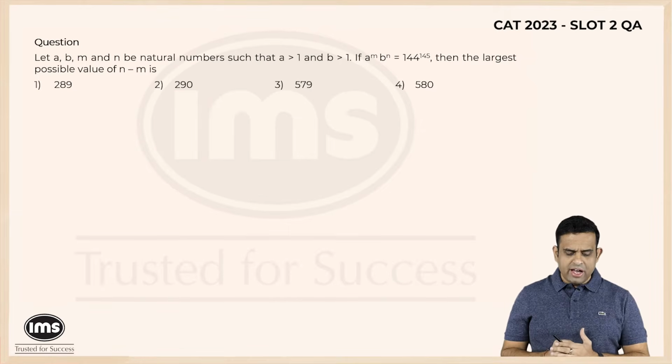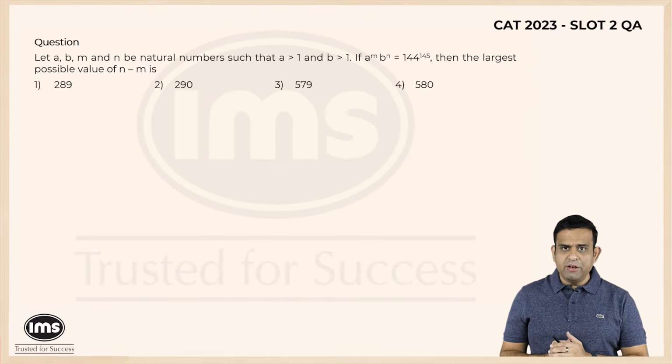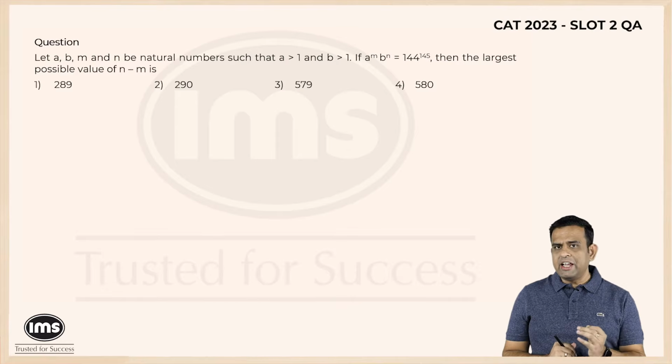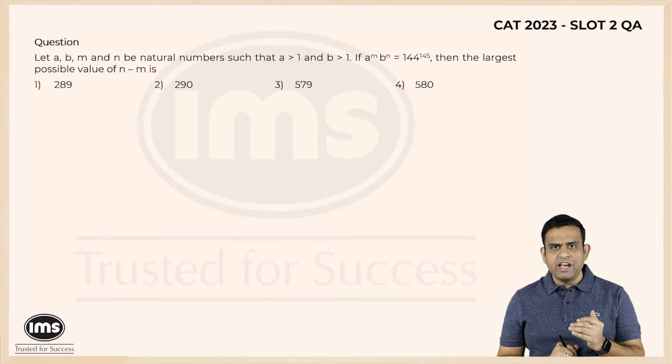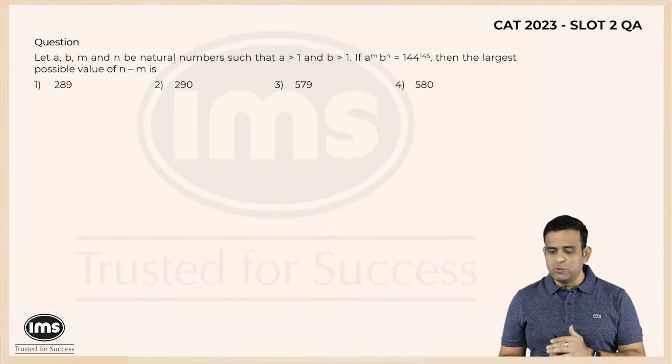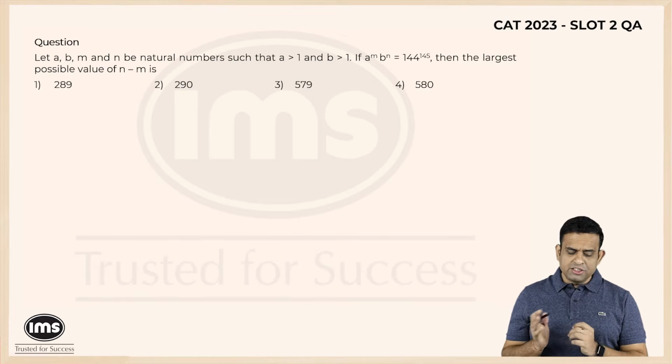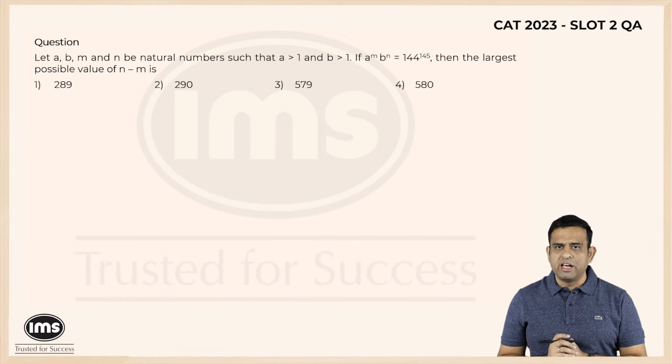The next sum which we have is: let A, B, M and N be natural numbers such that A is more than 1, B is more than 1, and A power M into B power N happens to be equal to 144 raised to 145. Then the largest possible value of N minus M is.